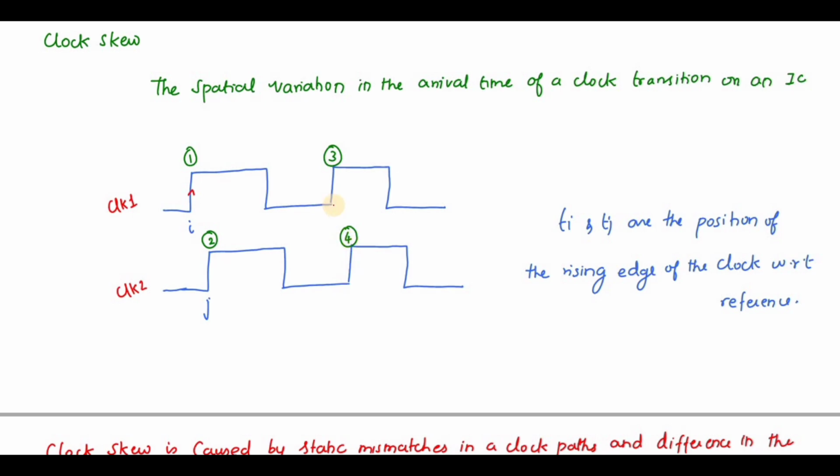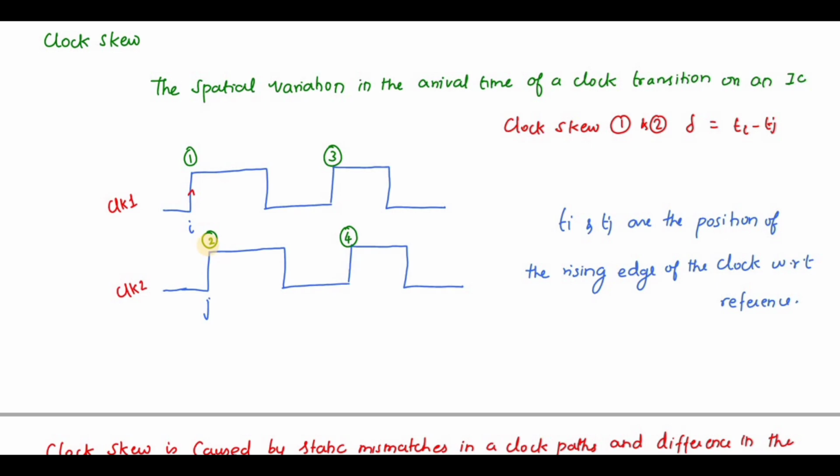The clock skew between these two points, between clock 1 and 2, I can write as delta, and delta is equal to Ti minus Tj, where Ti represents the position of the rising edge of clock 1 with respect to the reference, and Tj represents the rising edge of clock 2 with respect to the reference.